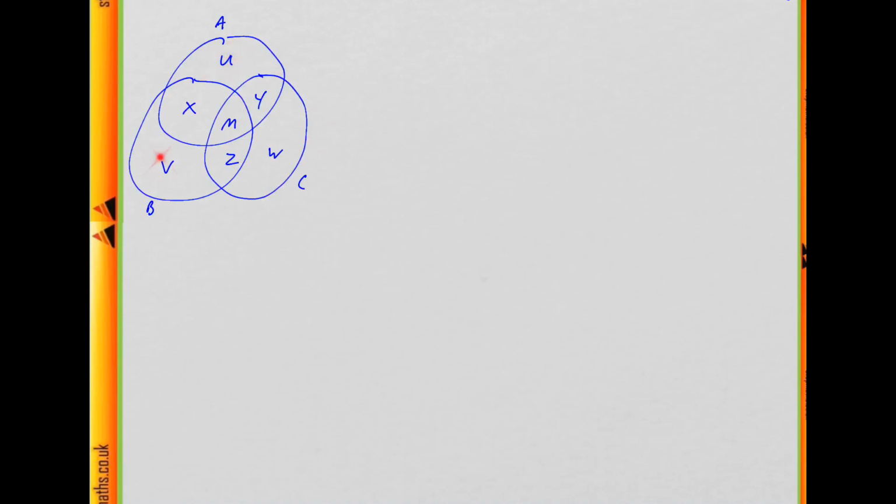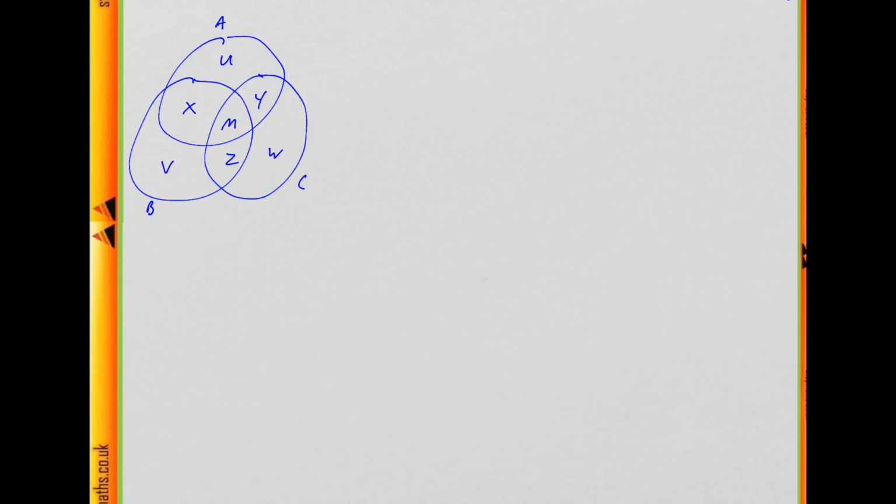So I call these outside bits U, V and W, and then these intersections, so say for instance X is the intersection between A and B, but doesn't intersect with C. So this is X, Y and Z, and then the intersection of all of them is M. And this M we're trying to find, or the size of M we're trying to find.